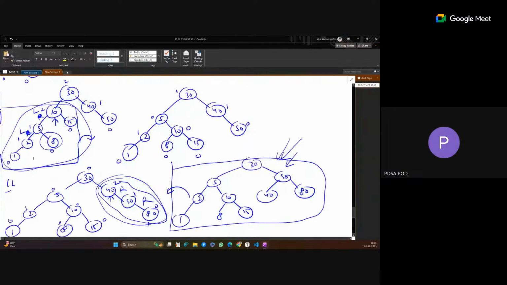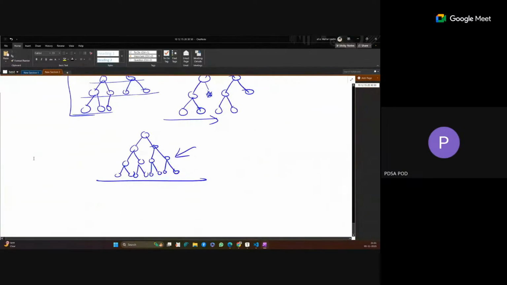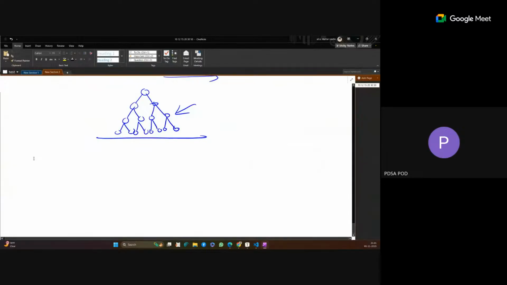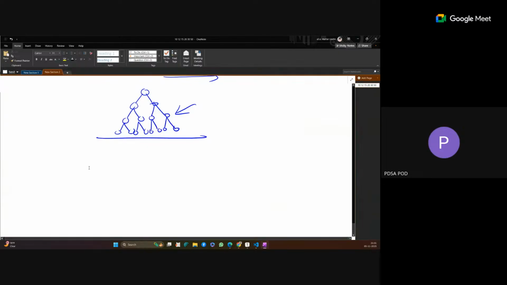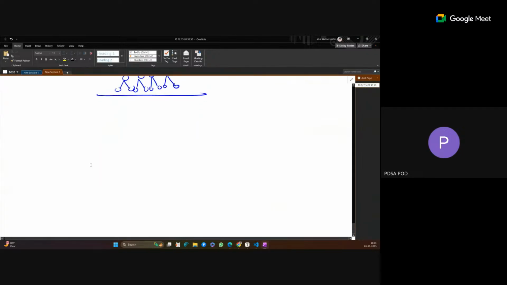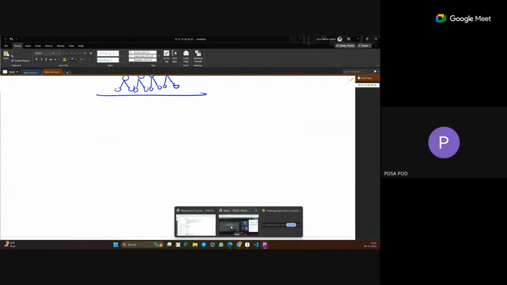You can take an example of your own, in any order randomly, and see what type of situation you get. You will always get a situation from those 4 types of rotations. Then apply those rotations, and you will get a correct AVL tree. Okay, I hope this is clear. Our slides are also added.